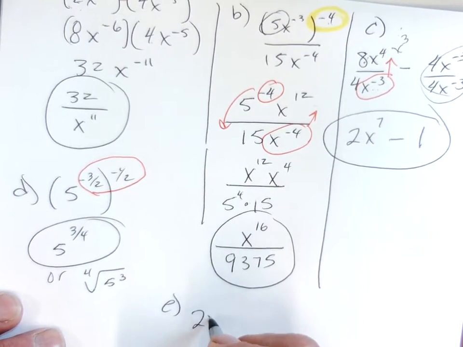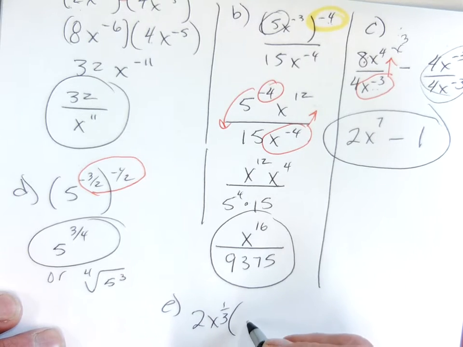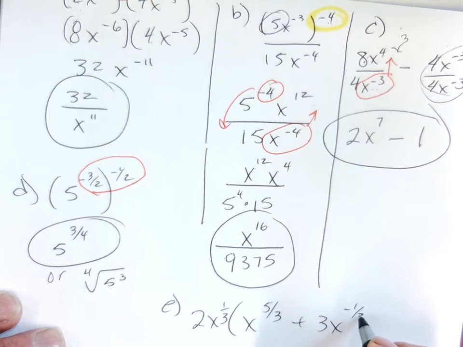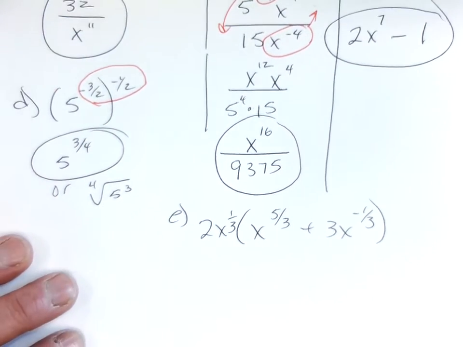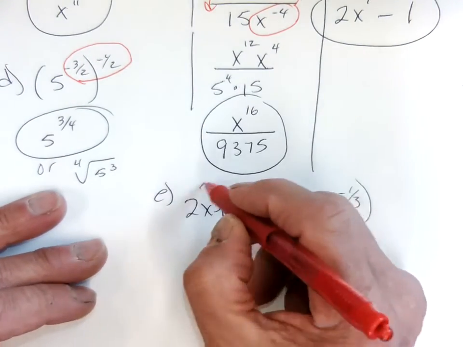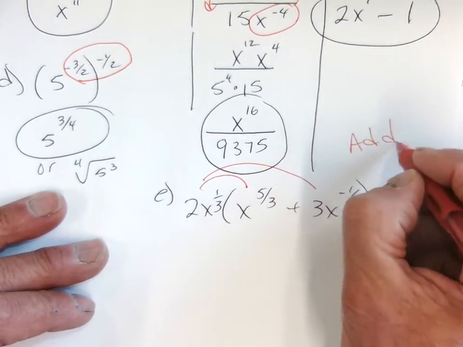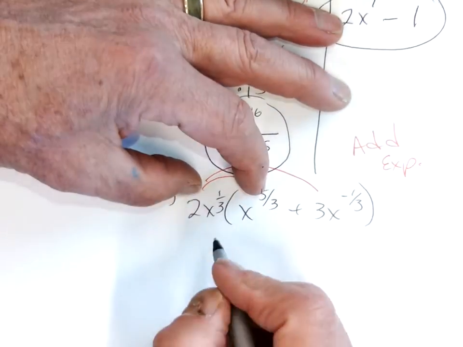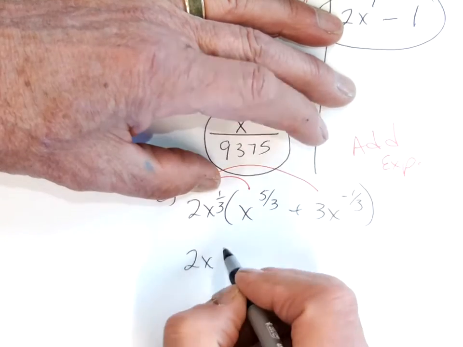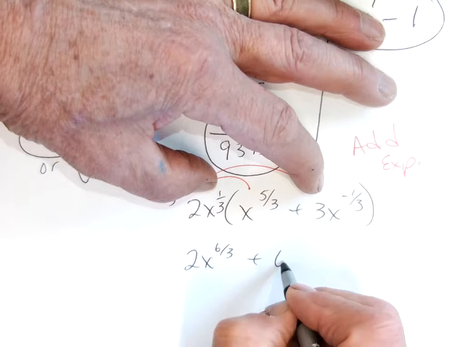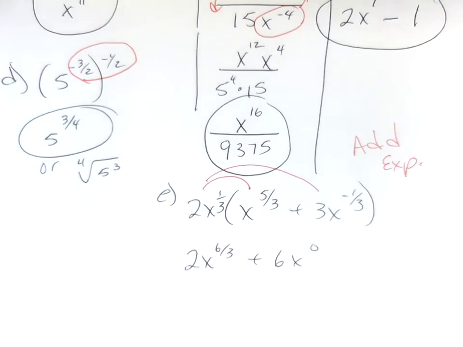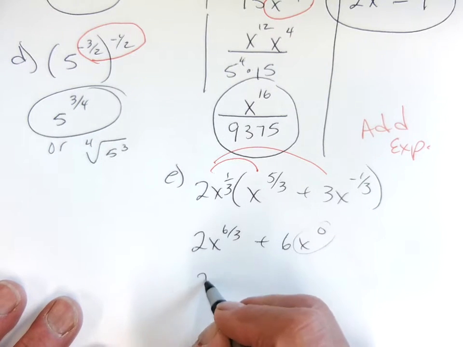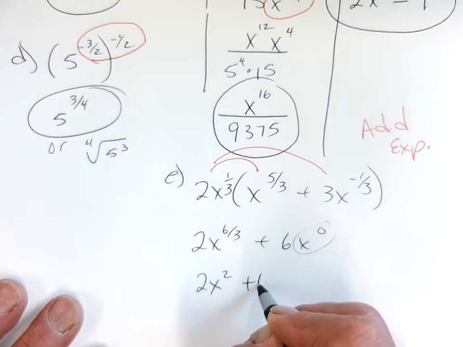Is 2x to the 1/3 times x to the 5/3 plus 3x to the negative 1/3, okay? And I'm going to distribute this times this times this. Since I'm multiplying, I'm going to add exponents, right? So I'm going to get 2x to the 6/3 plus 6x to the 0. Anything with 0 power is just 1, the number 1. So I'll have 2x squared plus 6.